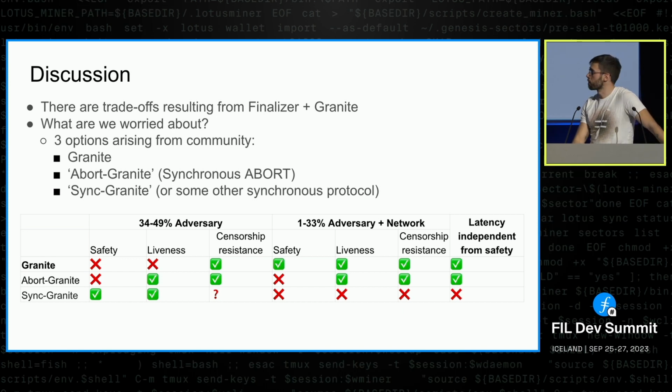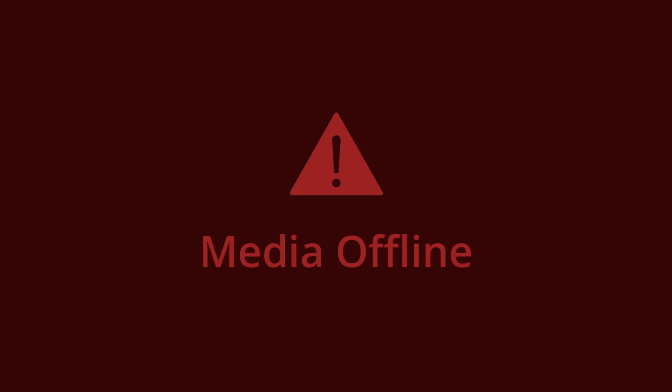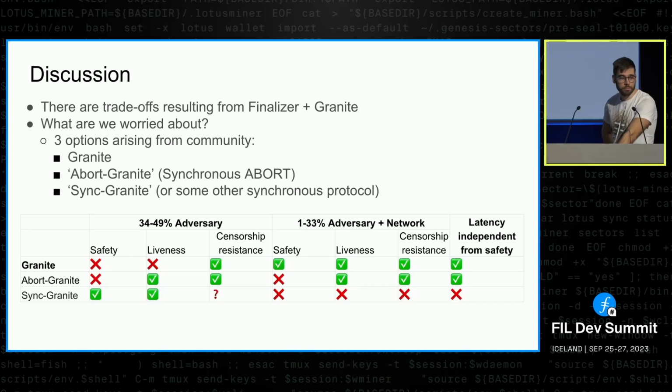So the first column is only relevant if you want to protect from a 34 to 49% adversary. Otherwise, up to 33% safety is there, regardless of the adversary controlling the network. But then this should be split basically in the network control. So the Granite as proposed on the previous slide is resilient against the adversary partitioning the correct nodes.